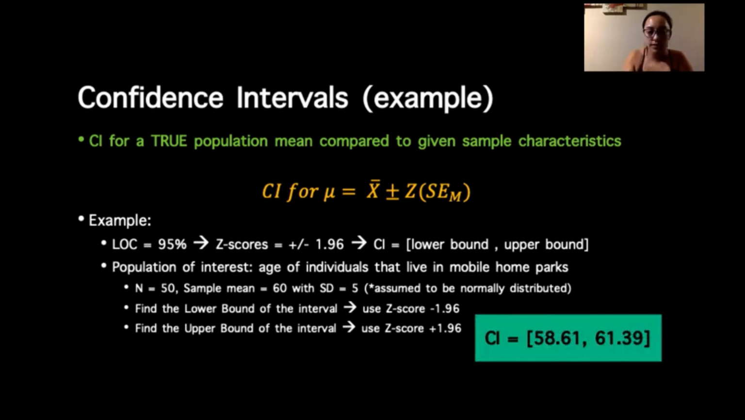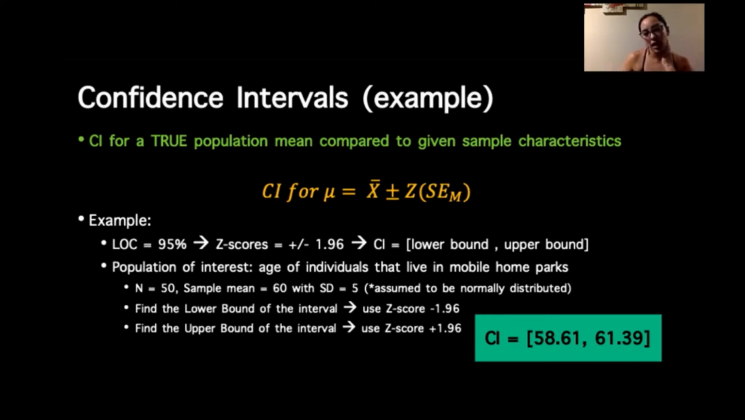If we put all of this into a calculation, right, and we calculated lower and upper bounds, we would end up with a confidence interval of 58.61 to 61.39. We use square brackets for confidence intervals because the square bracket means that we are including both of the values in our upper and lower limits.